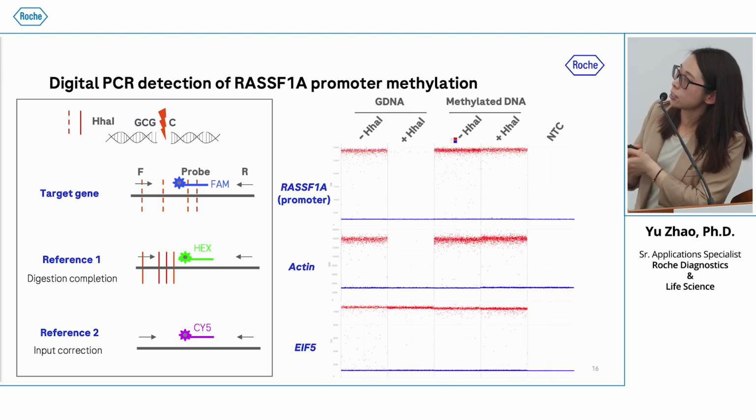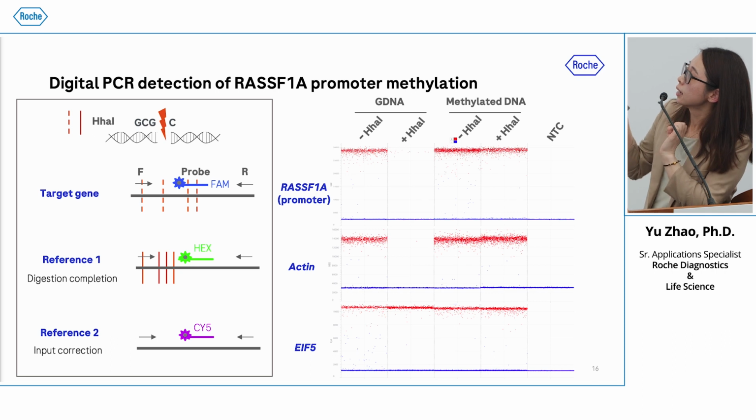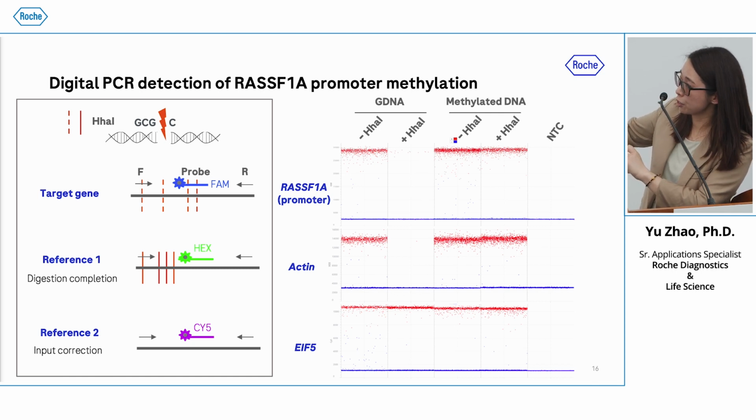The 1D clustering is on the right. Healthy human genomic DNA and methylated DNA were both measured before and after enzyme digestion. After enzyme digestion, we observed only a few positive partitions left on the RASSF1A promoter region when testing healthy human genomic DNA. However, there are strong positives observed on the methylated DNA positive control.